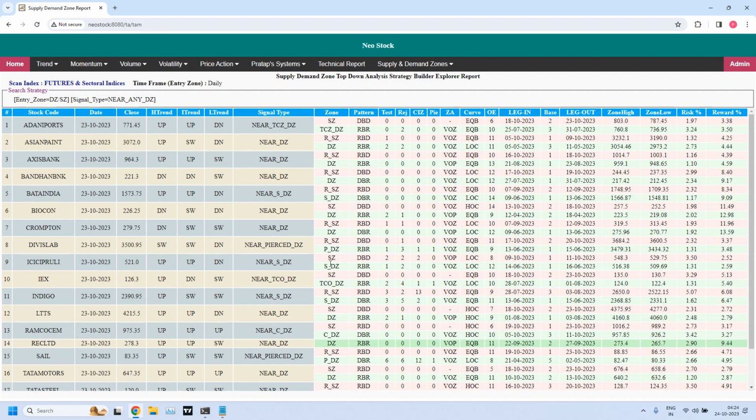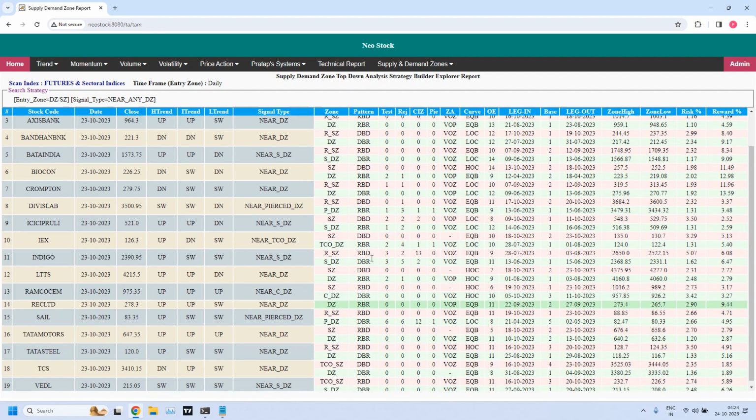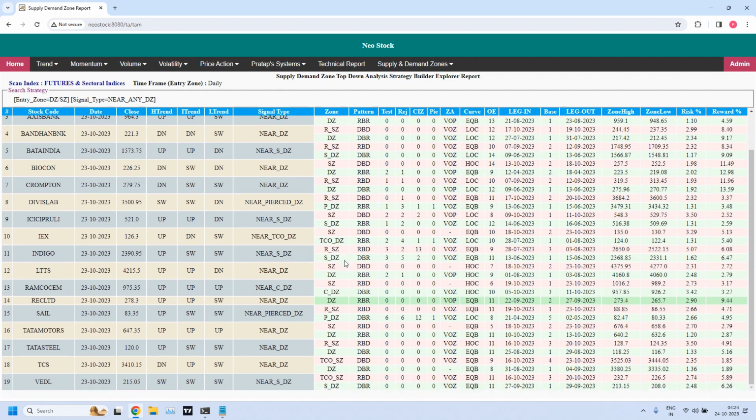ICICI Prudential is already tested once and gave 2 rejections, so you need to look for deep inside fresh zones. Indigo is already tested 3 times. If you find fresh 75-minute zones inside, you can give weightage to these high liquidity zones.